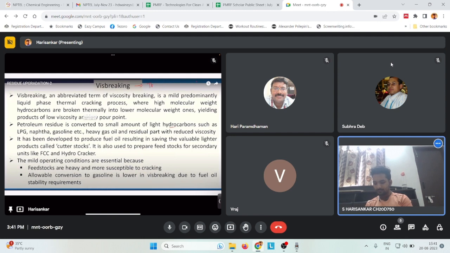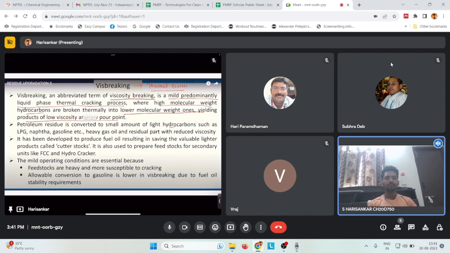And then we move into a thermal process, which is visc breaking, an abbreviation for viscosity breaking. Basically, what we are trying to do is break down the viscosity of the residue to its lower values. So visc breaking is a mild, predominantly liquid phase thermal cracking process where high molecular weight hydrocarbons are broken thermally into lower molecular weight ones, yielding products of low viscosity and pour point.